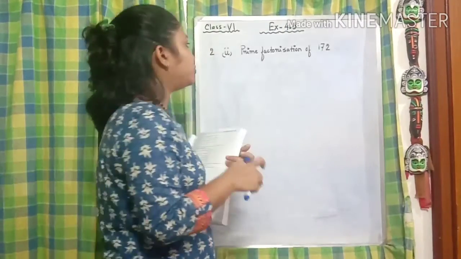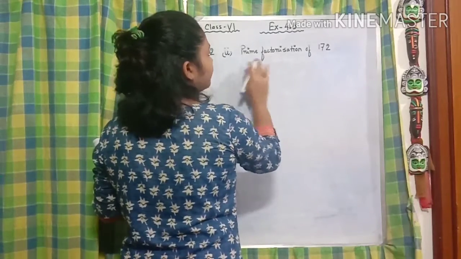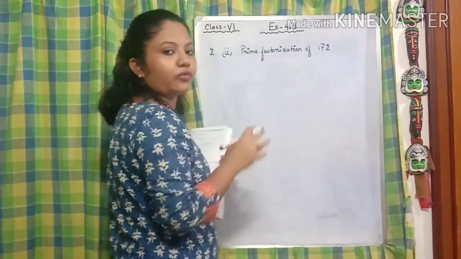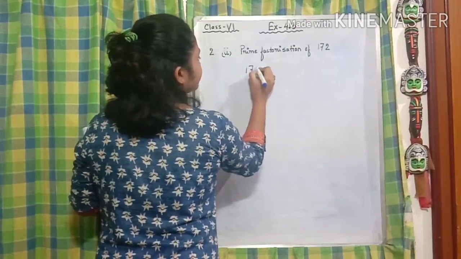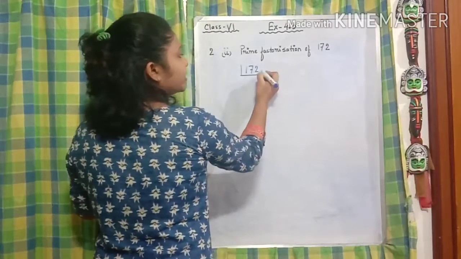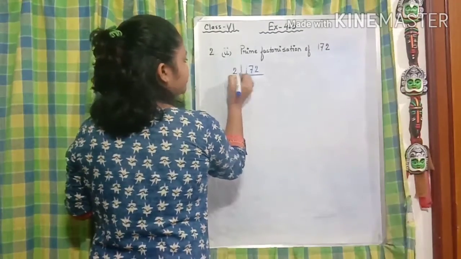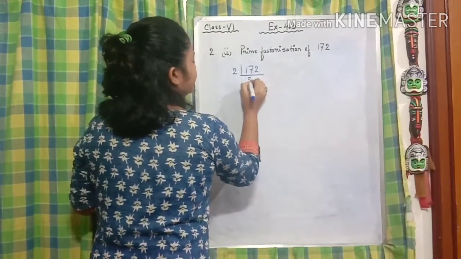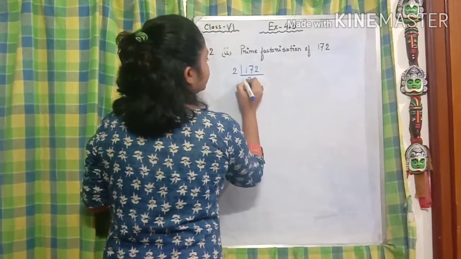Coming to sum number 2. We have to find the prime factorization of 172 and we are going to follow the division method. So here 172, what will be its first factor? As 2 is in the last digit, we are going to divide it by 2. 2 8s are 16 and 2 6s are 12.